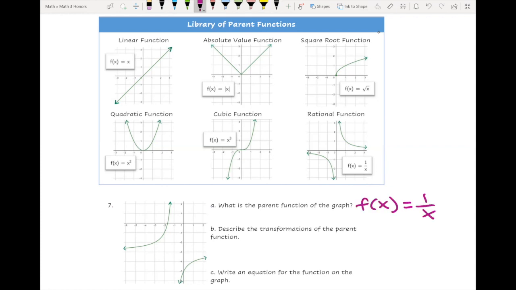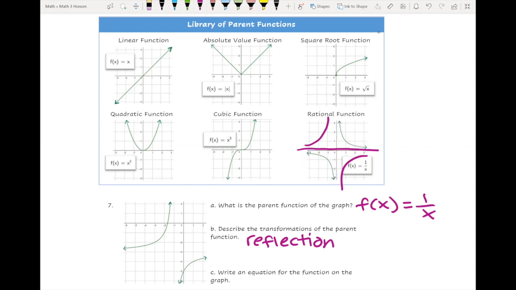It's a rational function. To describe the transformations of the parent function for part B, one of the things I noticed was number 7 actually has the curves on the opposite parts of the graph, which means that there was a reflection. They reflected it over either the x or y axis regardless, but say they reflect over the x-axis, that means the bottom one got reflected and faces up, and the top one got reflected and faces down. So it was a reflection.